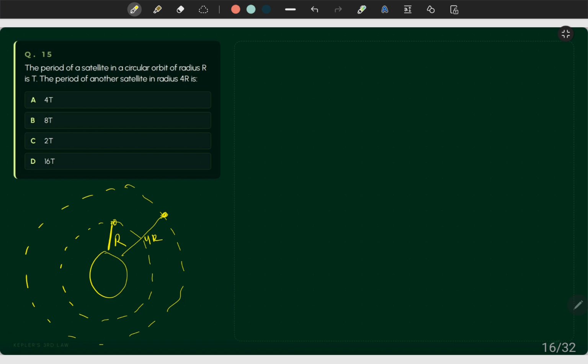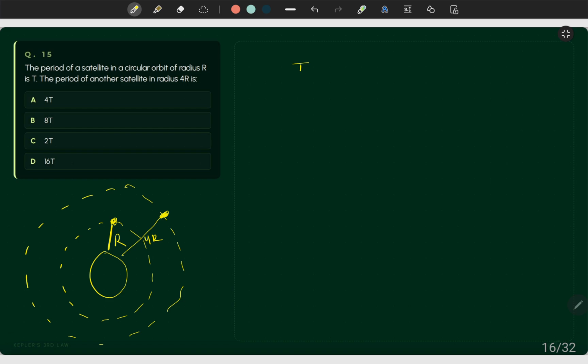Now question number 15. The period of a satellite in a circular orbit of radius r is T. The period of another satellite in radius 4r. So this is Earth, and one satellite is over here at a distance r. Another satellite is here at a distance 4r. So we need to calculate the relation between time period of these two satellites.